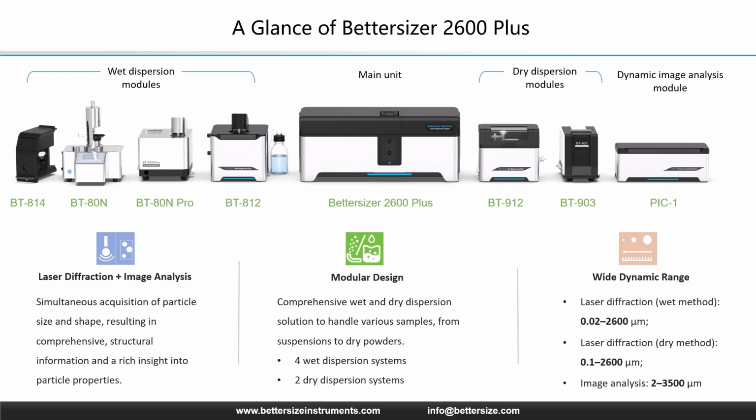It adopts a flexible modular design consisting of the main unit, a dynamic image analysis module, and a comprehensive range of wet and dry dispersion modules. A key upgrade here is the integration of laser diffraction and image analysis. With the optional Peak 1 module, it measures particle size and shape simultaneously, extending the upper measurement range to 3,500 microns. Whether for suspensions, emulsions, or dry powders, this versatile system covers it all.